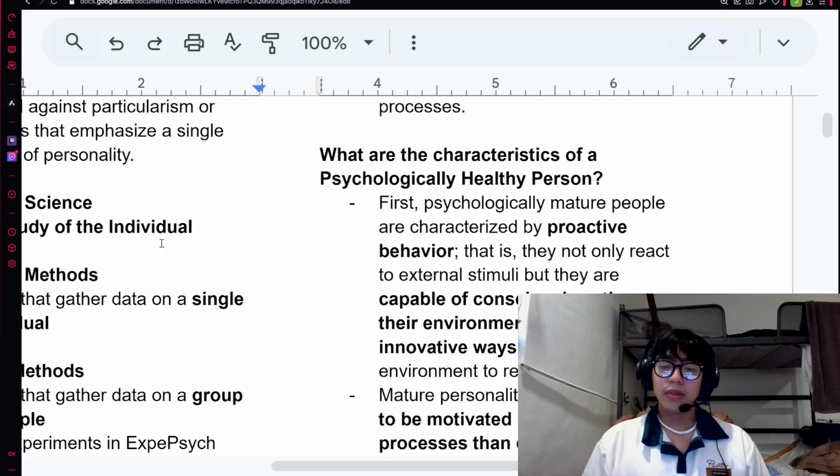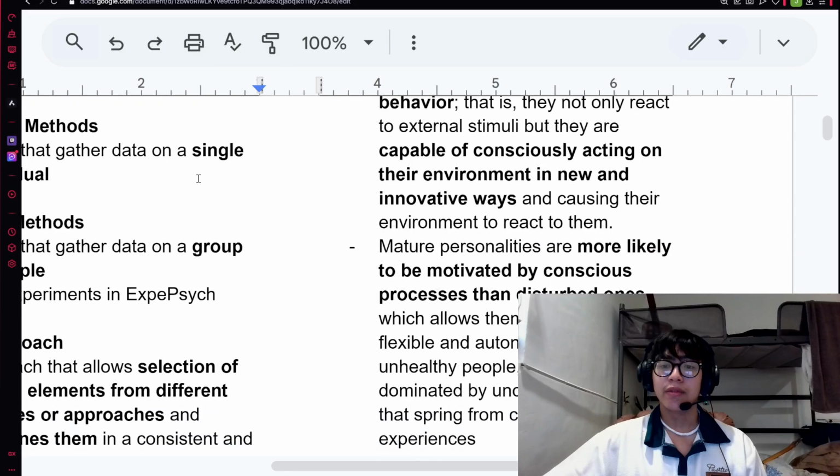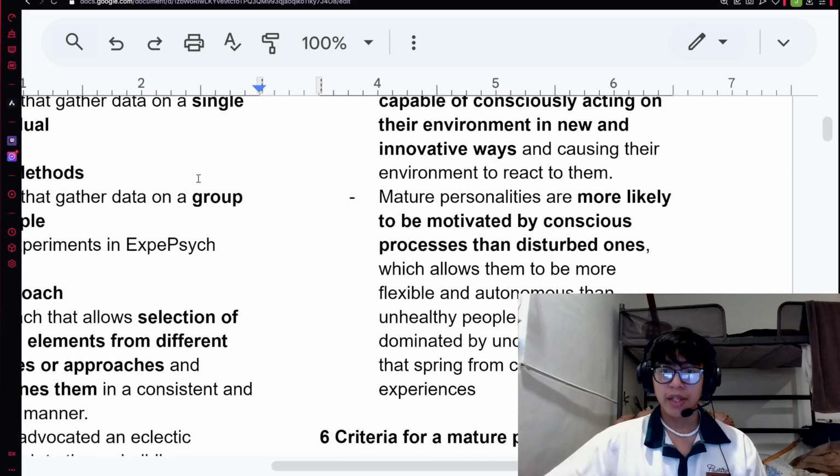So now let's talk about what he thinks is a psychologically healthy person. A psychologically healthy, or mature, person is characterized by proactive behavior. That is, they not only react to external stimuli, but are capable of consciously acting on their environment in new and innovative ways, and causing their environment to react to them.